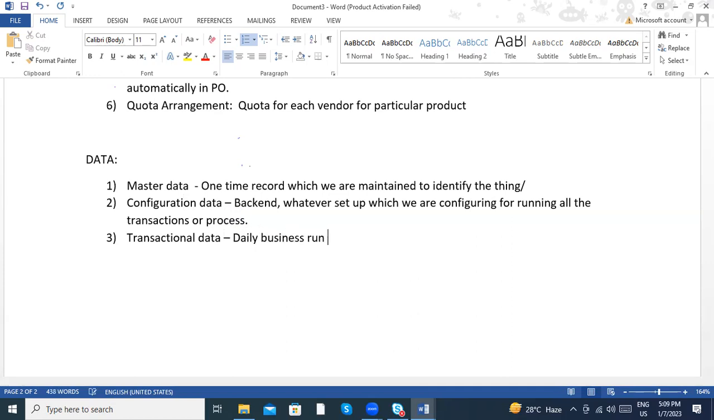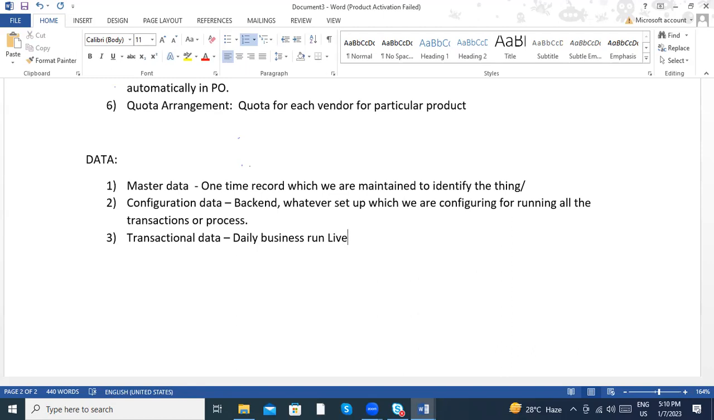And transaction data is the daily business run. Live business run. So what is a live business run? I'm just creating a PO now. That PO is called transaction data. And if I'm posting the invoice, then that invoice posting is transactional data. And if I create stock inventory, that is transactional data.